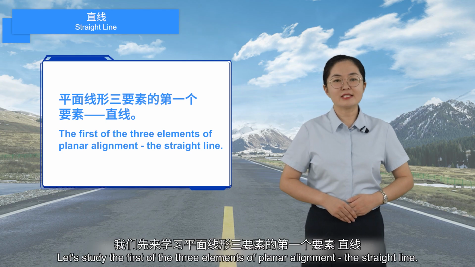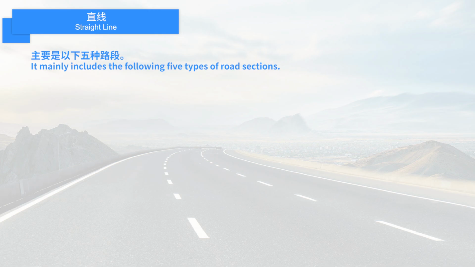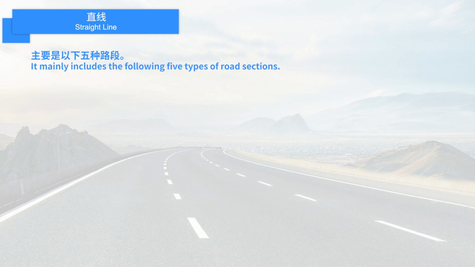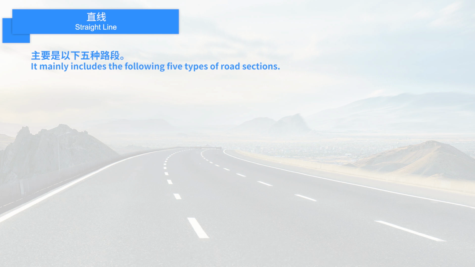Let's study the first of the three elements of planar alignment, the straight line. Which sections are suitable to use straight lines? It mainly includes the following 5 types of road sections.